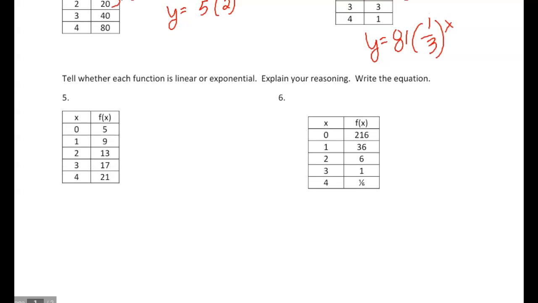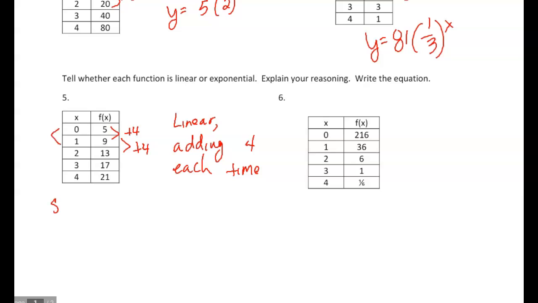Down here, I said write the equation. Some of you didn't do this yesterday. You just said yes or no. Explain your reasoning. So here, what is my reasoning? So you would need to explain this on your quiz. Okay. Linear. Why is it linear? Adding 4 each time. Okay, and this is 4 over 1.